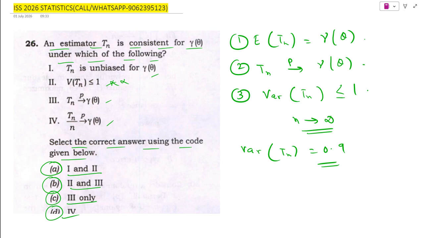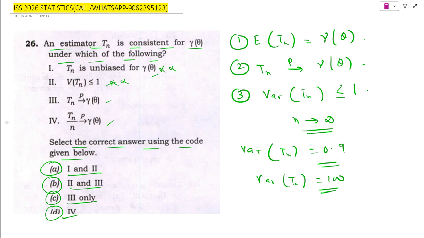Okay. Now, evaluate each statement. First, come to the statement number 1. So, statement number 1 says Tn is unbiased. Is every unbiased estimator consistent? No. For example, suppose variance of Tn is 100 for every sample size. Even though it is unbiased, it remains highly scattered forever. Therefore, the unbiasedness alone does not imply the consistency. So, statement 1 is also false.